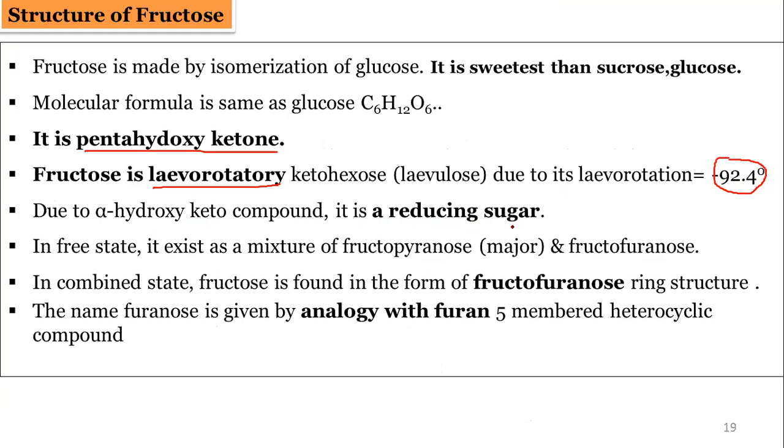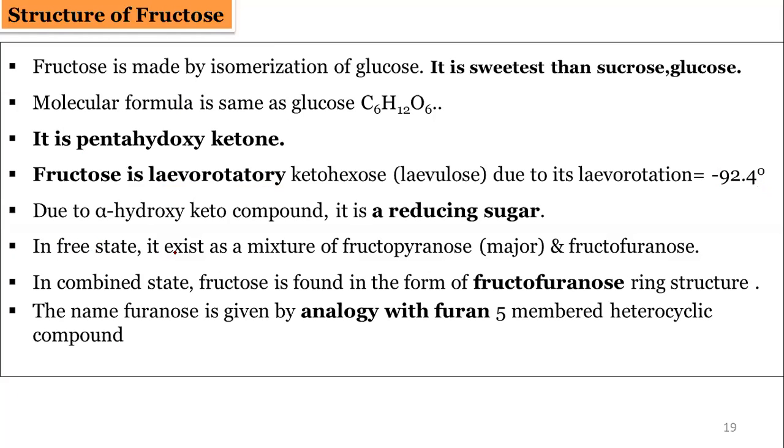Now, it is a reducing sugar, which means it reduces Fehling's solution and Tollens' reagent. The ketonic group in it is free. I just told you that when the aldehydic and ketonic groups are free, it is called a reducing sugar. All the monosaccharides are reducing sugars. Fructose is also a monosaccharide, so automatically it will be a reducing sugar.